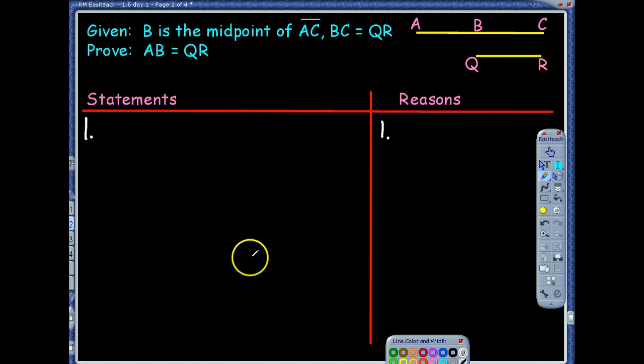Now, one thing to notice about what's provided is they're giving you 2 different things. Okay? And it's not an algebraic equation. These 2 things are more geometric. That's why it's a geometric proof.